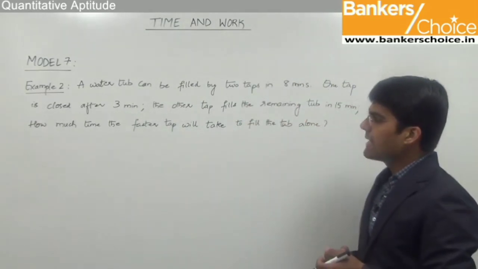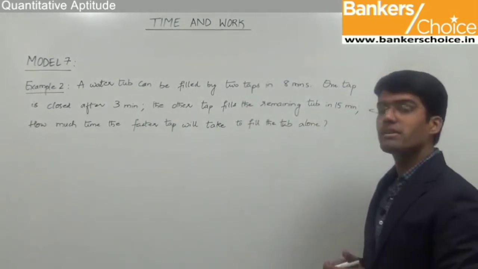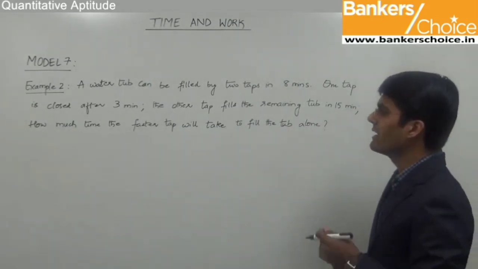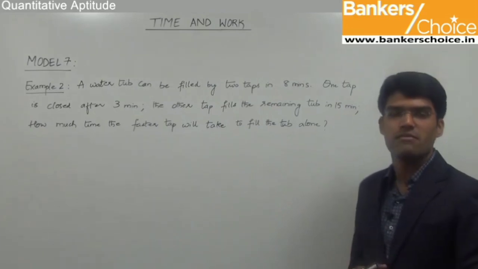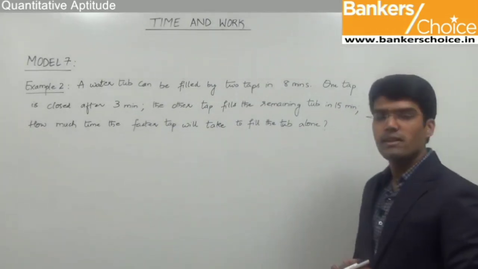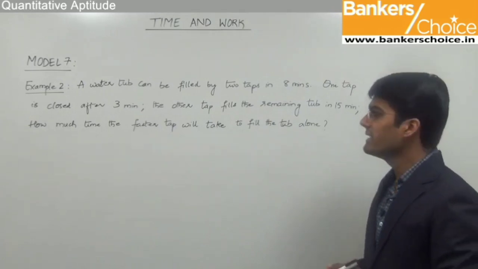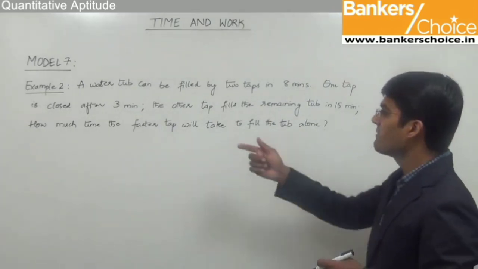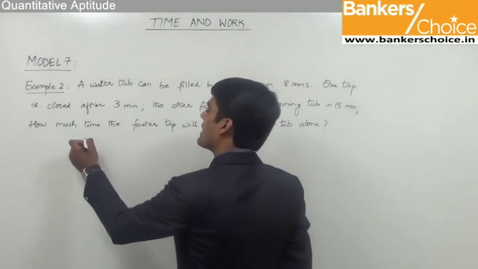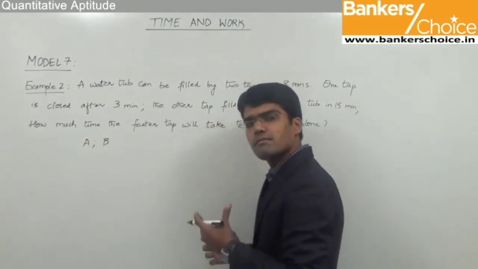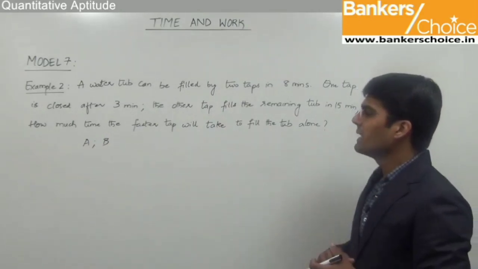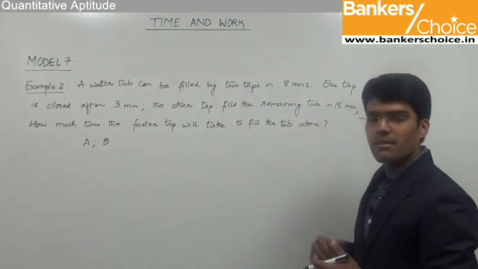Now, the question here is, a water tub can be filled by 2 taps in 8 minutes. One tap is closed after 3 minutes. The other tap fills the remaining tub in 15 minutes. How much time will the faster tap take to fill the tub alone? So here, as you can see, we have got 2 taps which can fill a water tub in 8 minutes. Let us assume that the 2 taps are A and B, and the time taken by them is A and B respectively. So one tap is closed after 3 minutes, the other tap fills the remaining tub in 15 minutes.